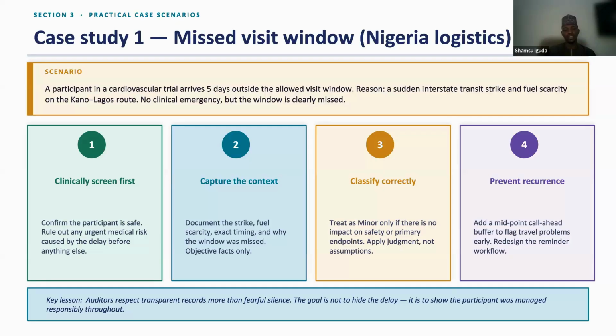So the key lesson here is that auditors do respect transparency more than fearful silence. A well-documented, honestly explained late visit is a mark of a competent site, but a blank deviation log with a missing visit window can be a serious audit finding. So, the next slide.